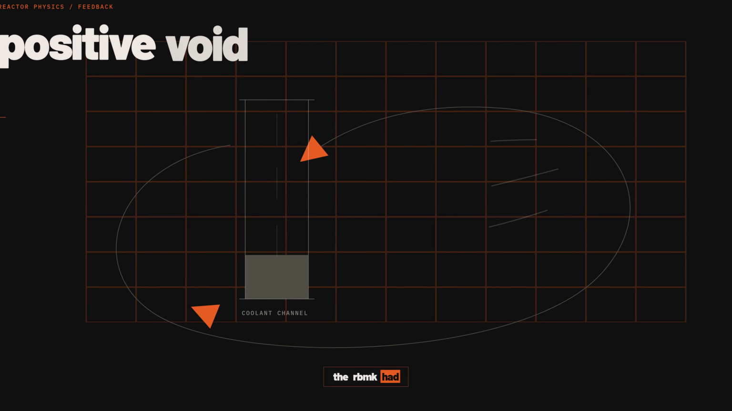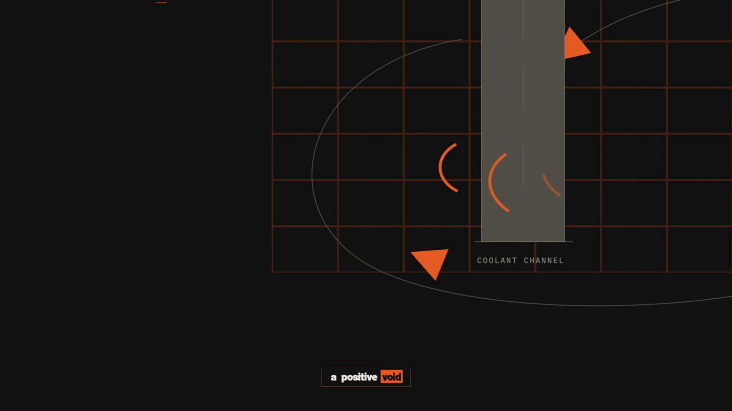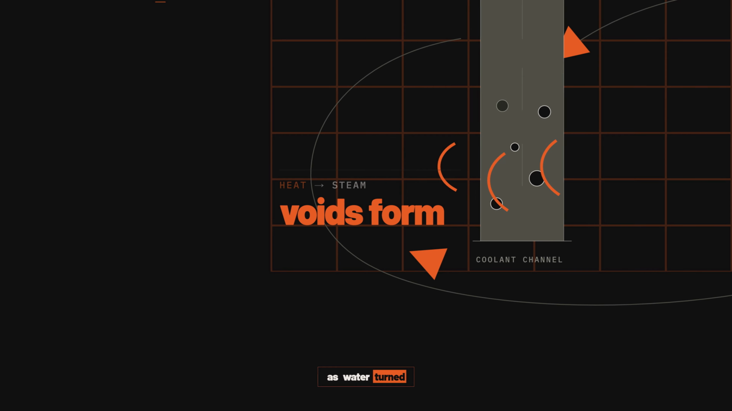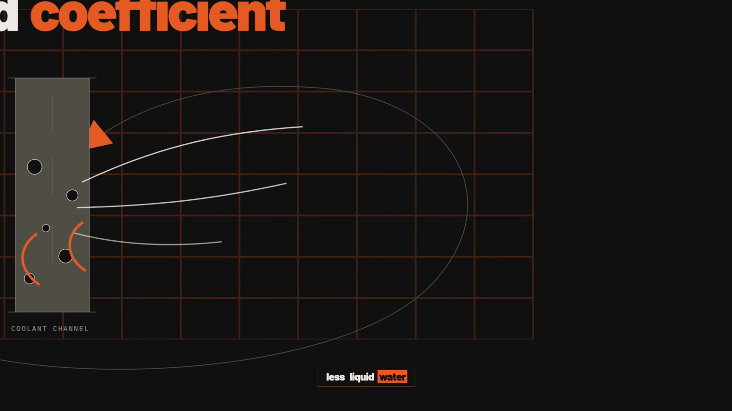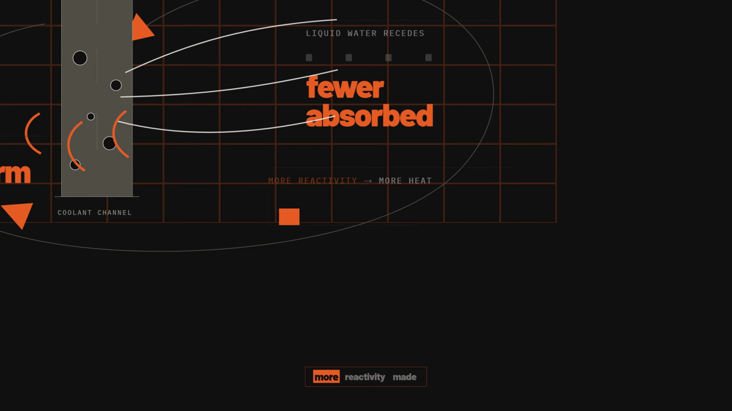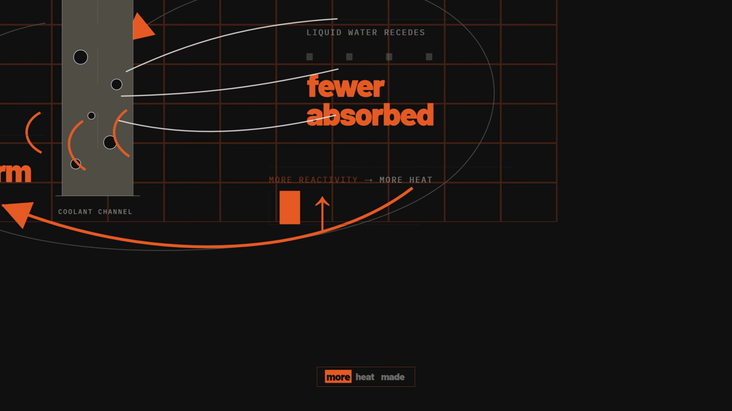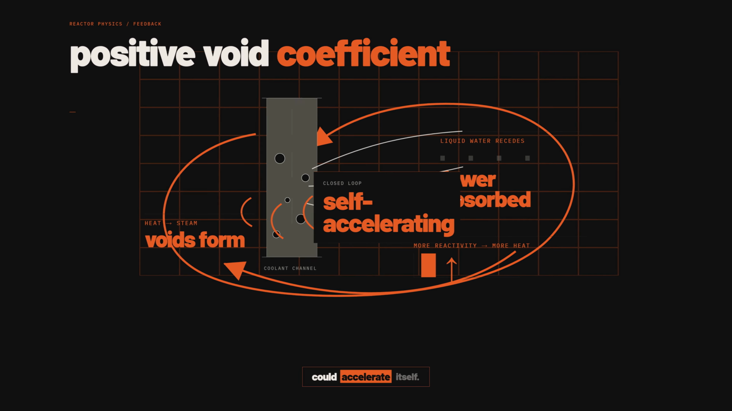The RBMK had another dangerous property under these conditions, a positive void coefficient. As water turned to steam, the graphite moderator remained. Less liquid water meant fewer neutrons absorbed, so reactivity could rise. More reactivity made more heat made more steam. The feedback loop could accelerate itself.